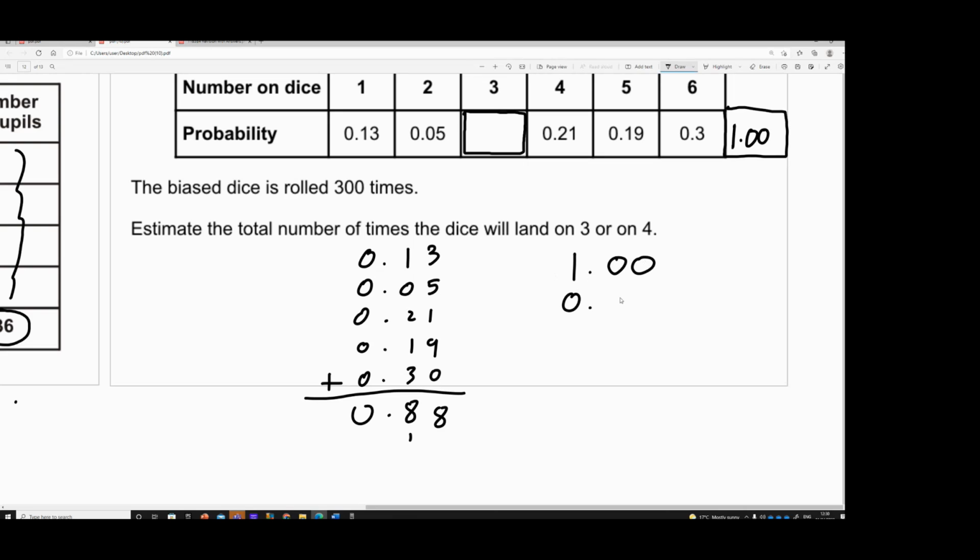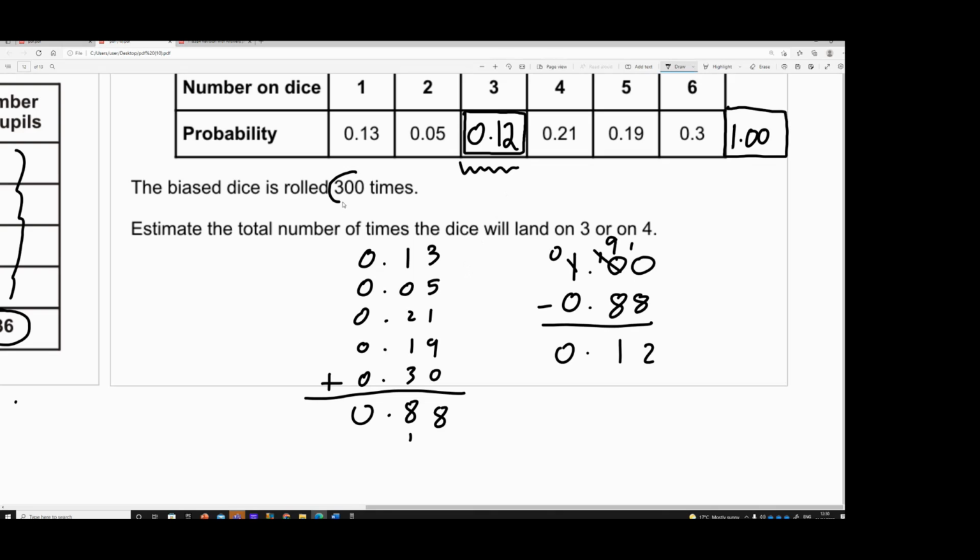I've got 1.00, take away 0.88. Right, can't do 0, take away 8, can't do 0, take away 8, borrow. 9, 2, 1, 0.12, fantastic. So what that means is 0.12 is the chance that I land on 3.